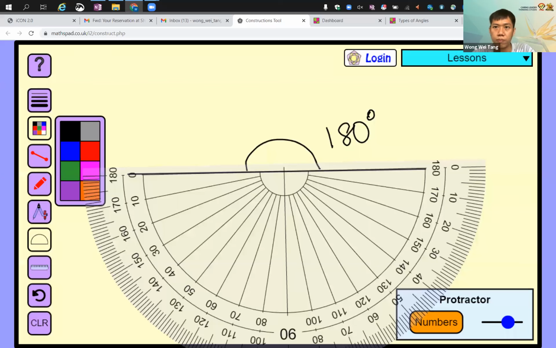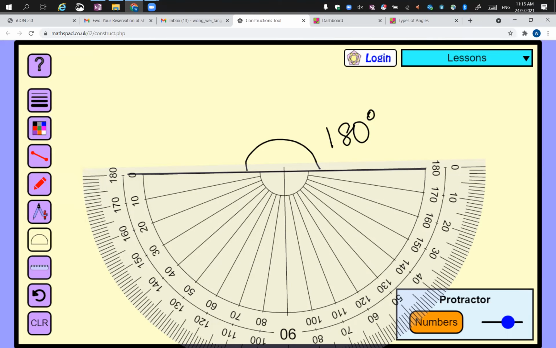Nora, do you need more help? Okay, we start counting from 0, right? You want to start from the left-hand side or the right-hand side? Left. Okay, can you find the 0 on the left-hand side? Can you find the 0 on the left-hand side of the protractor? Here, right?